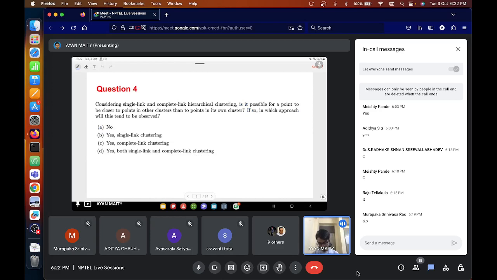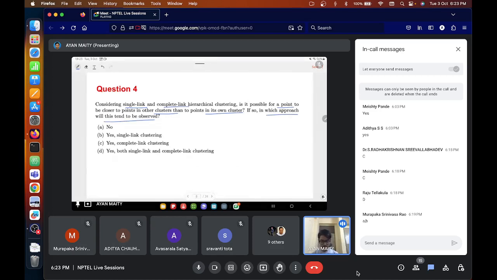Now question 4. Considering single link and complete link hierarchical clustering, is it possible for a point to be closer to the points in the other clusters than to the points in its own cluster? If so, in which approach will this tend to be observed?